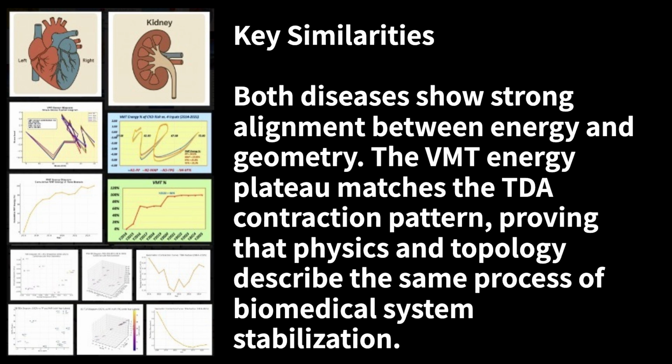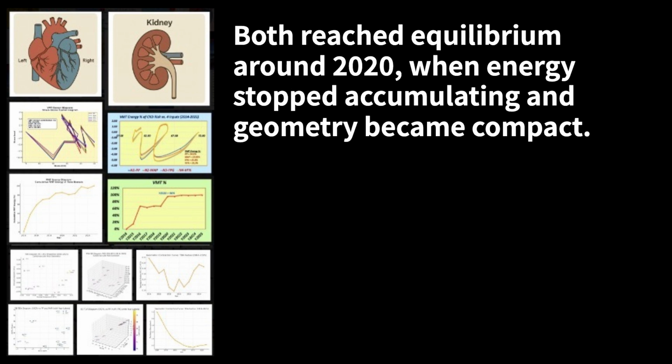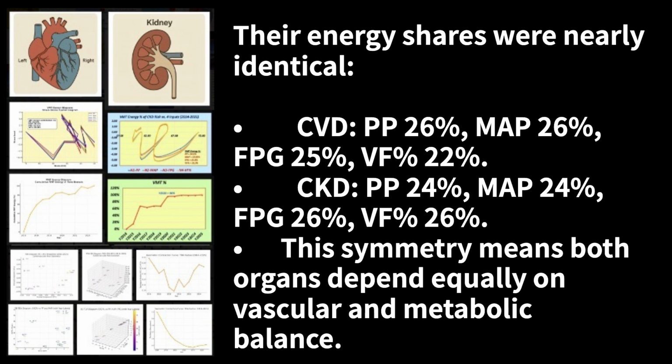Key similarities. Both diseases show strong alignment between energy and geometry. The VMT energy plateau matches the TDA contraction pattern, proving that physics and topology describe the same process of biomedical system stabilization. Both reached equilibrium around 2020, when energy stopped accumulating and geometry became compact. Their energy shares were nearly identical. CVD: PP 26%, MAP 26%, FPG 25%, VF% 22%. CKD: PP 24%, MAP 24%, FPG 26%, VF% 26%. This symmetry means both organs depend equally on vascular and metabolic balance.